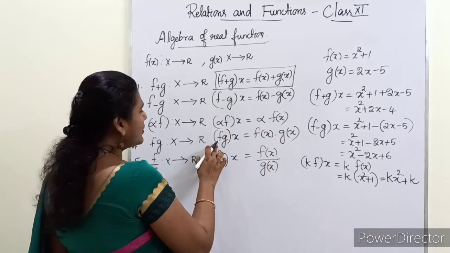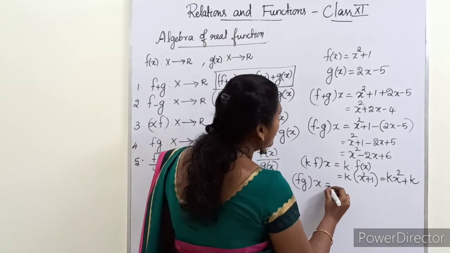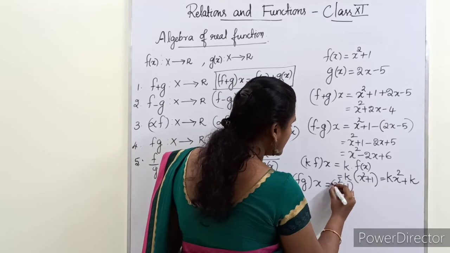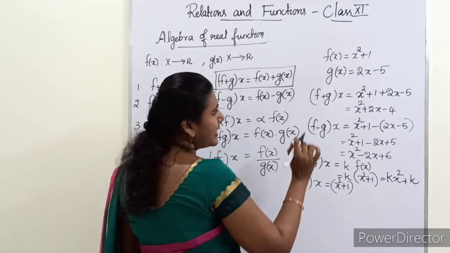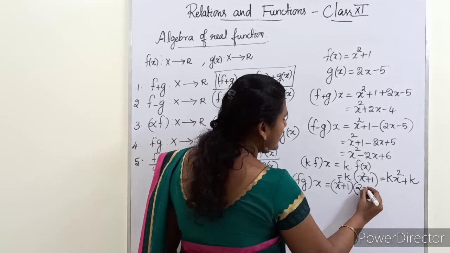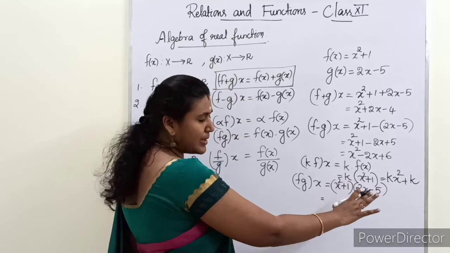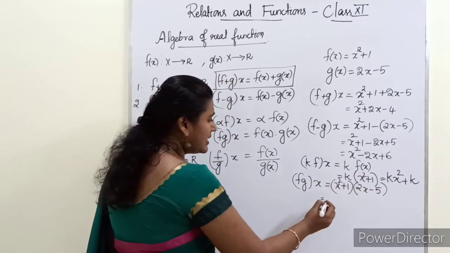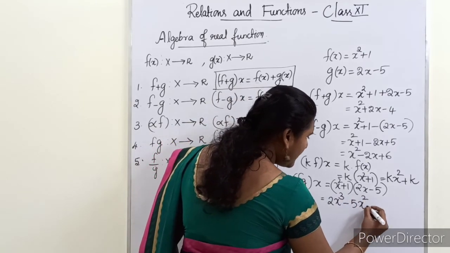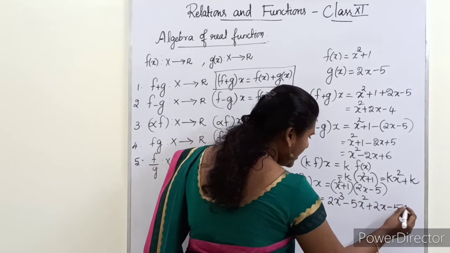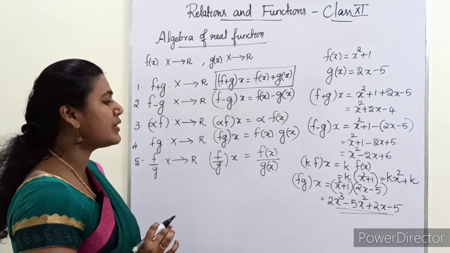Now the fourth one is the product. That is (fg)(x) equals the product of these two functions, which means you just multiply the real functions. So x square plus 1 into 2x minus 5, multiply and simplify. That is 2x cube minus 5x square plus 2x minus 5. We cannot simplify further, so this is the answer, the product of two real functions.